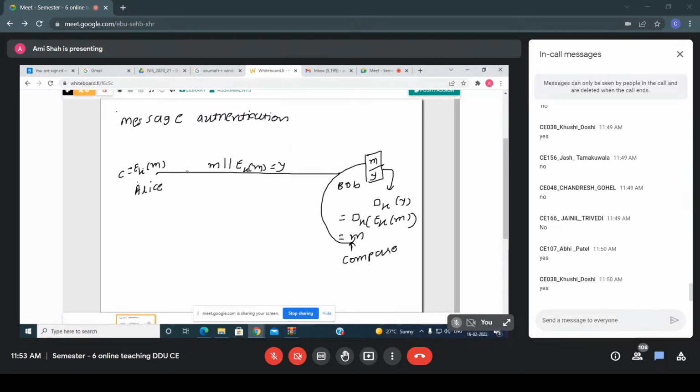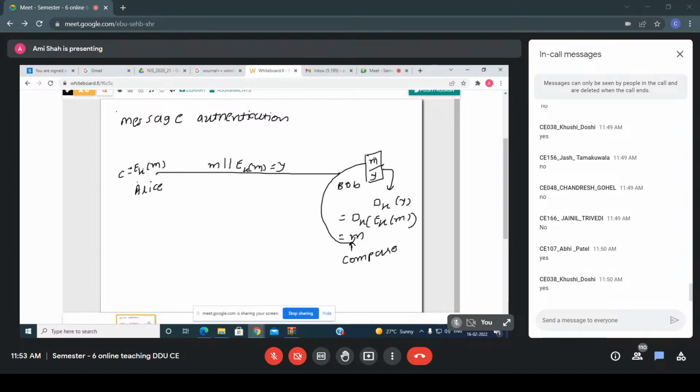Sorry everyone. Now Bob is receiving the message along with the encrypted message. First of all, Alice encrypts the message. Then the original message along with this encrypted message is sent to Bob. Now Bob receives the message; let's say the encrypted part is known as Y. Here I have written it: Bob receives the message and then the encrypted message.